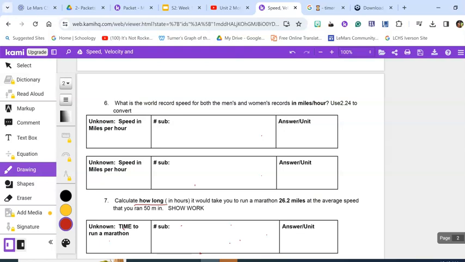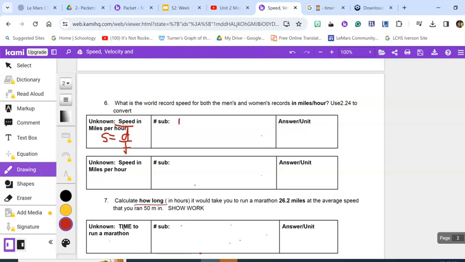All right, so now, what is the world record speed for both men and women's records in miles per hour? So what do I have to calculate? What's the unknown? Speed in miles per hour. Now, what is speed equal to? Distance divided by time. So the first thing you're going to have to do is calculate speed for the men's and the women's.